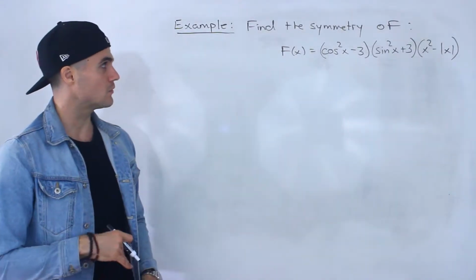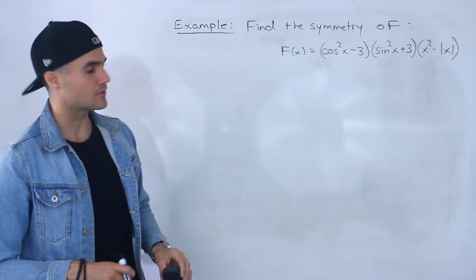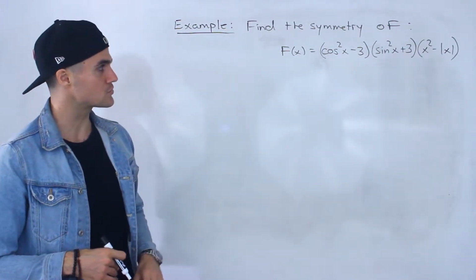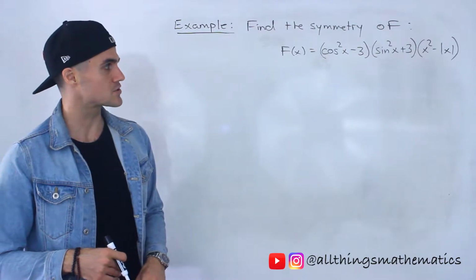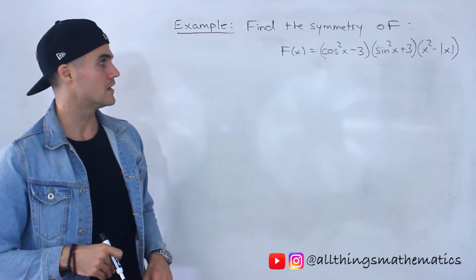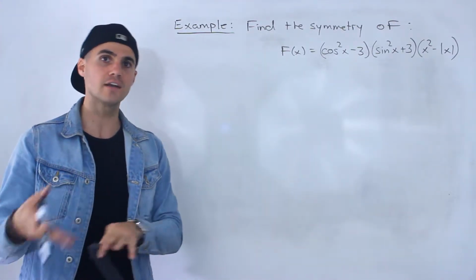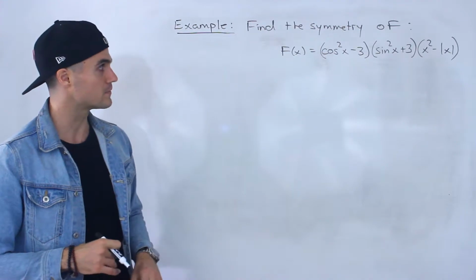And in this video, what we gotta do is find the symmetry of this function here. Notice it's a pretty complex function. We got cos squared x minus 3 times sine squared x plus 3 times x squared minus the absolute value of x. So when they're asking for the symmetry, we gotta find out is the function odd, even, or neither.